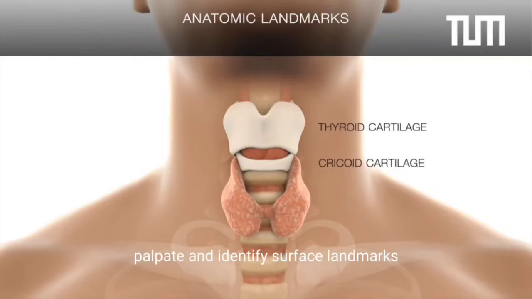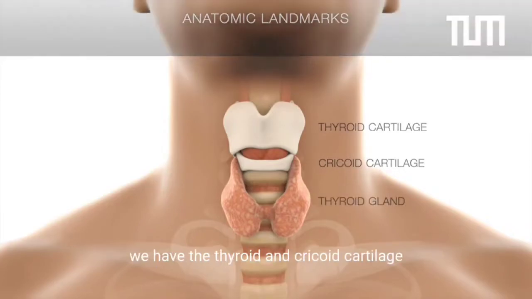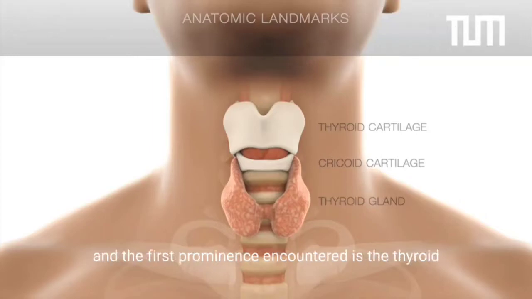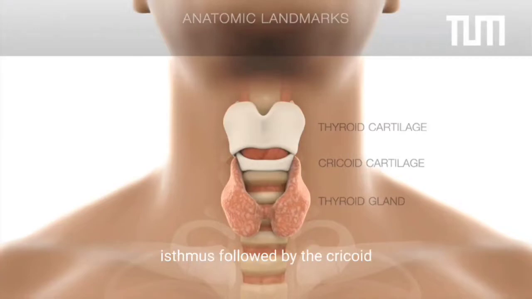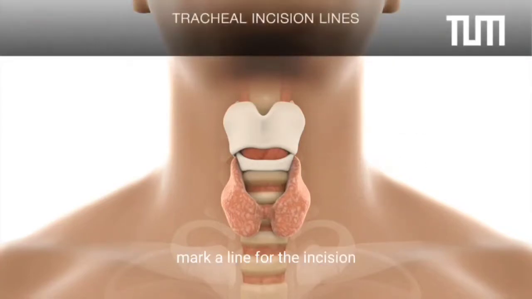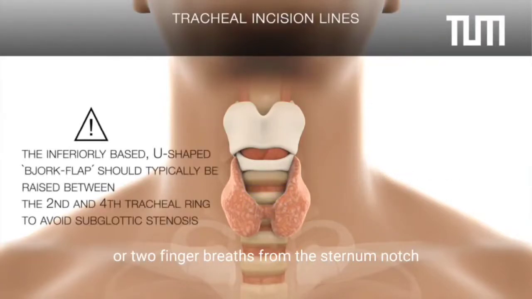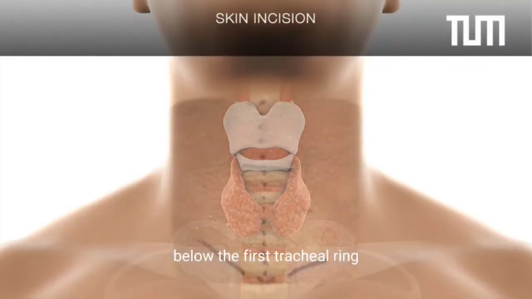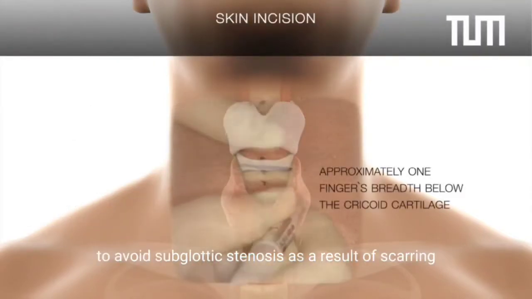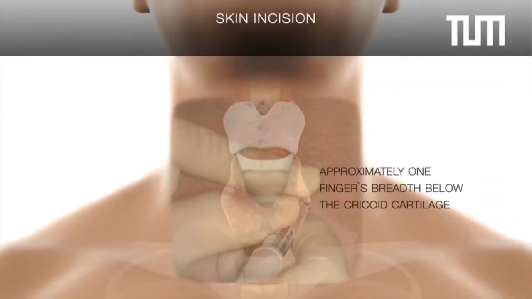Palpate and identify surface landmarks. We have the thyroid and cricoid cartilage. Run your finger up the midline of the neck starting inferiorly at the sternal notch, and the first prominence encountered is the thyroid isthmus followed by the cricoid. Mark a line for the incision 1 finger breadth below the cricoid or 2 finger breadths from the sternal notch. The tracheostomy is created below the first tracheal ring to avoid subglottic stenosis as a result of scarring.